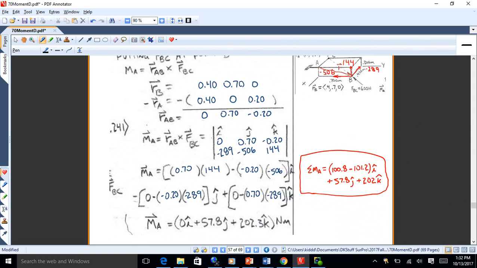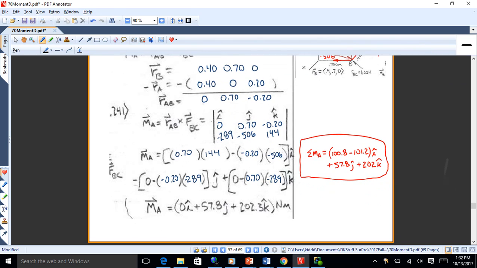Okay, is that good? I've got the MA calculation there. There's a little bit of rounding error where it looks like it's negative 0.4i, but that's just rounding, so I just took that to 0. Any questions on that? We're good? Okay. All right. So that's how we get the moment about a point.